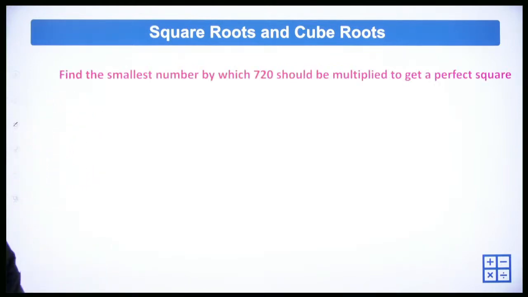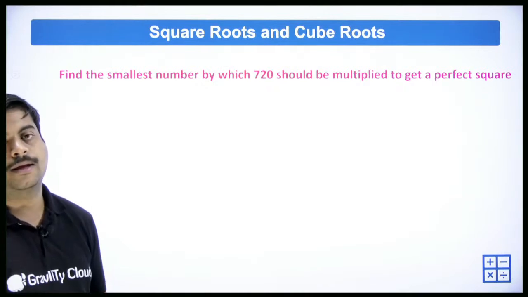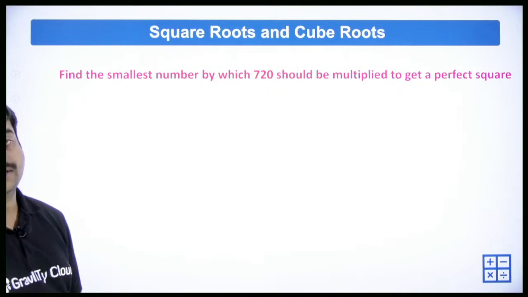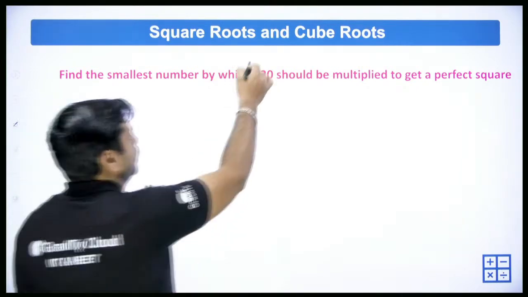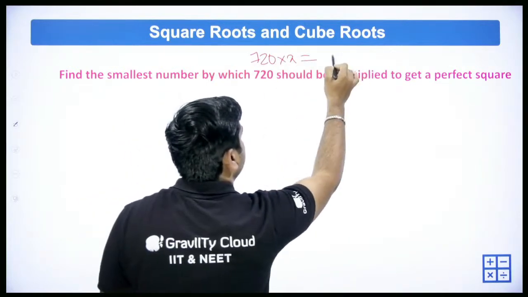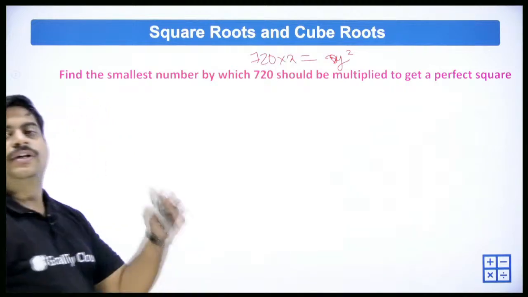Next one, find the smallest number by which 720 should be multiplied to get a perfect square. See here, we need to multiply 720 by some other number which is smallest, and the result should be a perfect square. Let's say some y square, not x square. So that should be a perfect square.